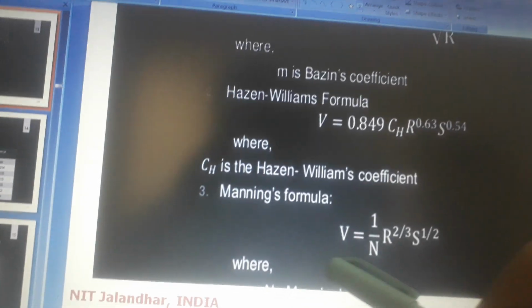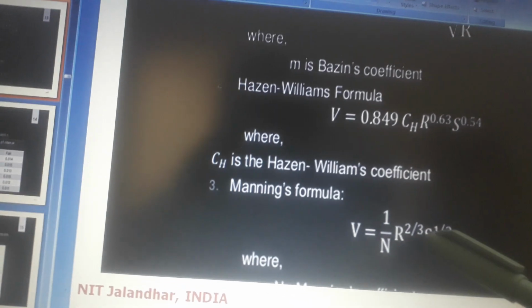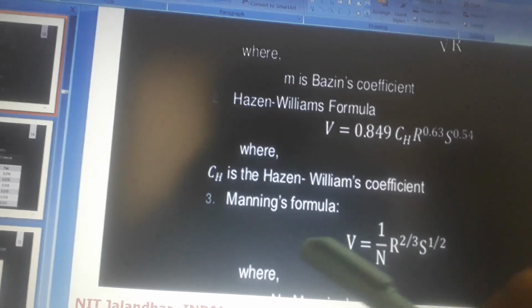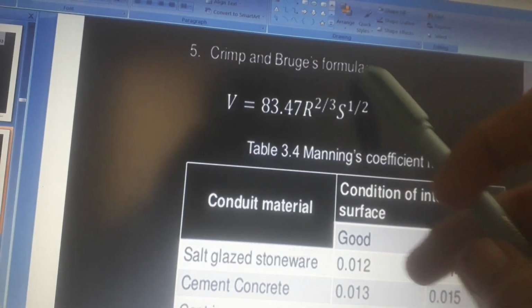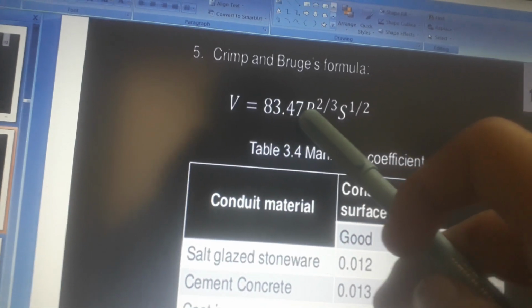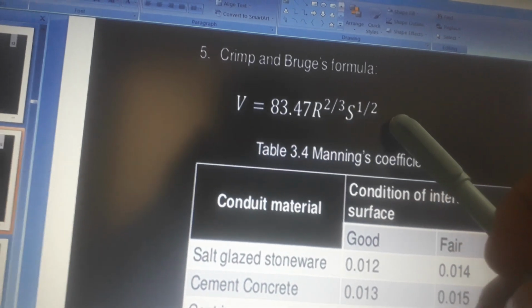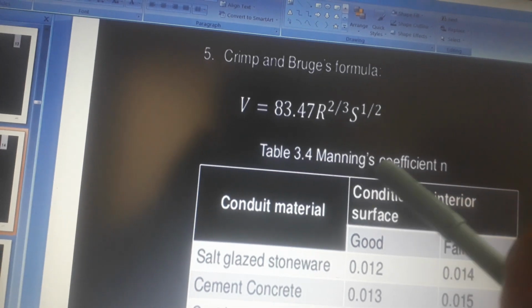Manning's formula. V is equal to 1 by N into R raised to 2 by 3 into S raised to 1 by 2, where N is Manning's coefficient. Kutter's formula. V is equal to 83.47 into R raised to 2 by 3 into S raised to 1 by 2.